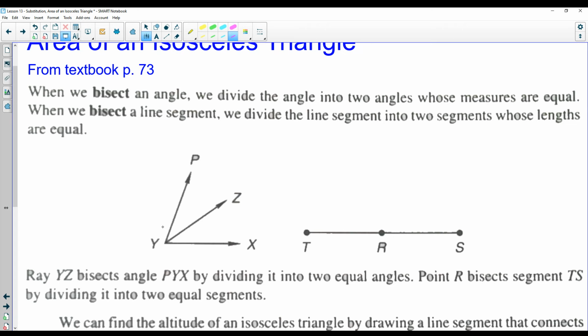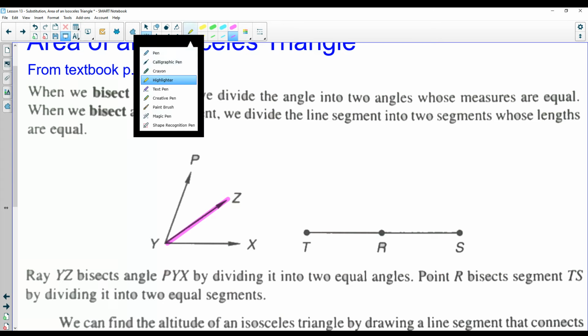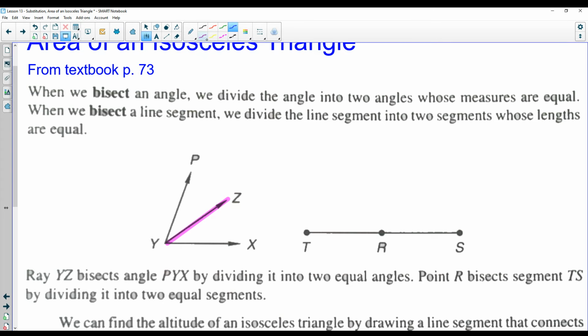All right, so look at this angle over here on the left. We've got ray YZ. So this ray right here bisects angle PYX. It divides it into 2 equal angles. So this ray right here, ray YZ, is called an angle bisector. Bisect means to cut exactly in half. So that is the angle bisector.